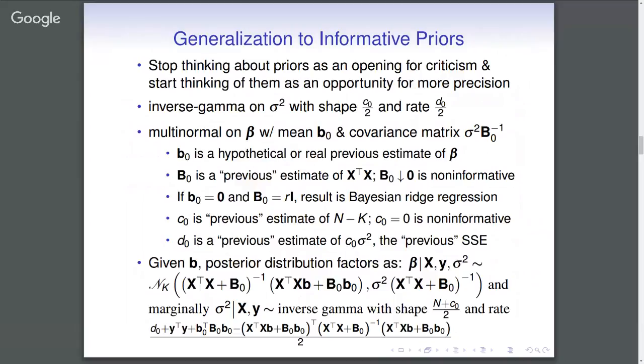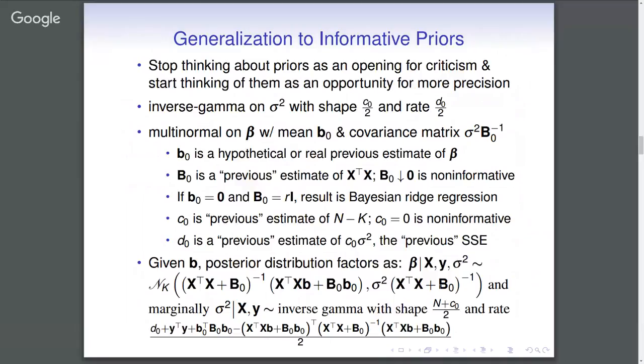So the posterior distribution marginally for sigma squared is going to be an inverse gamma with this shape and this rate. And the conditional posterior distribution for beta given sigma squared is going to be a multivariate normal with this thing multiplied by that thing as the mean vector, and variance covariance matrix equal to sigma squared times the inverse of this. So with Stan, you wouldn't have to choose these particular informative priors. You could use any informative priors that you want.